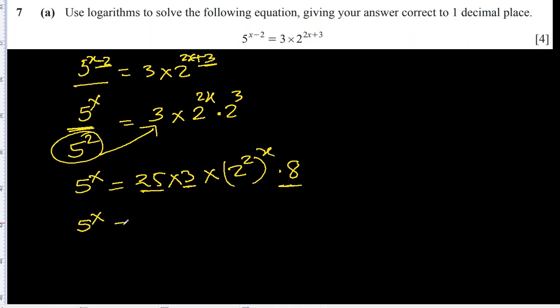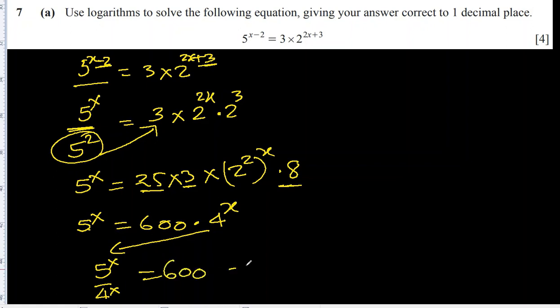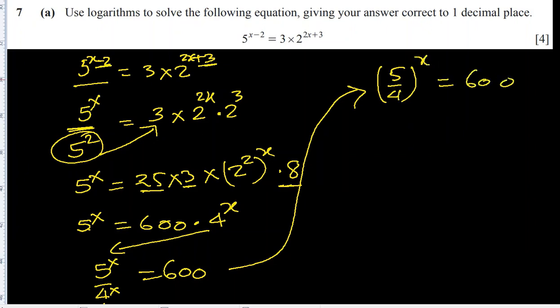5 to the power x equal to 600, and here it becomes 4 to the power x. And now both of them have power x. What we can do, we can cross multiply. So let's divide by 4 to the power x here, and it becomes 5 to the power x over 4 to the power x equal to 600. Whenever two bases have the same exponent, we can put them together. 5 over 4 to the power x equal to 600.